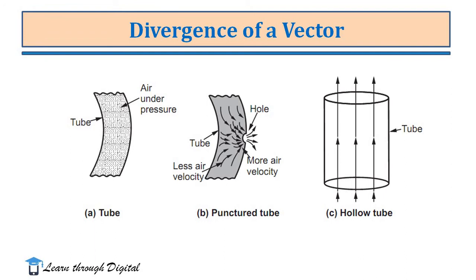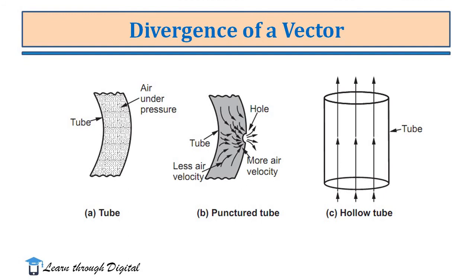From this figure B, we can see that the air velocity is a function of distance, and hence the divergence of velocity is positive. The density of lines near the hole is high. It means a higher air velocity. The source of such velocity lines is throughout the tube, and hence anywhere inside the tube.